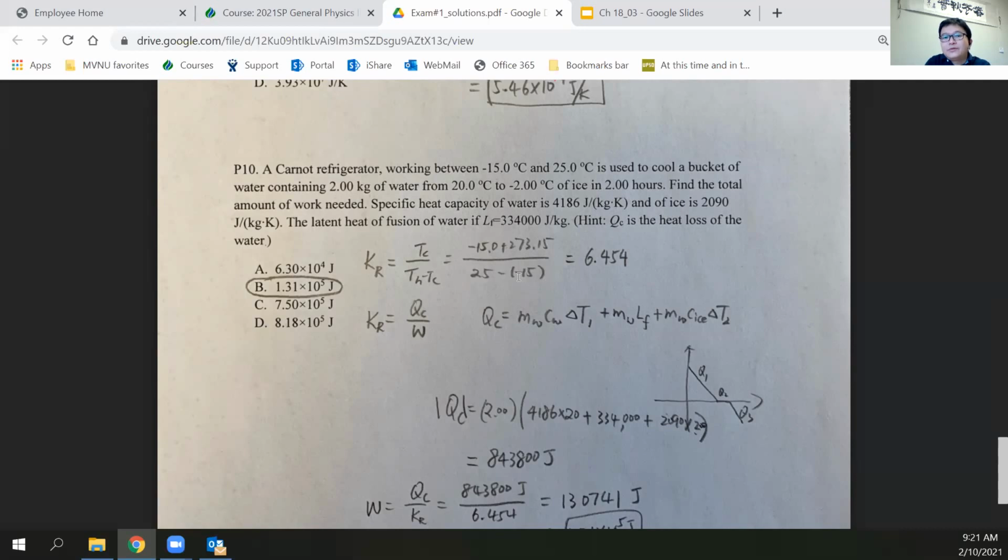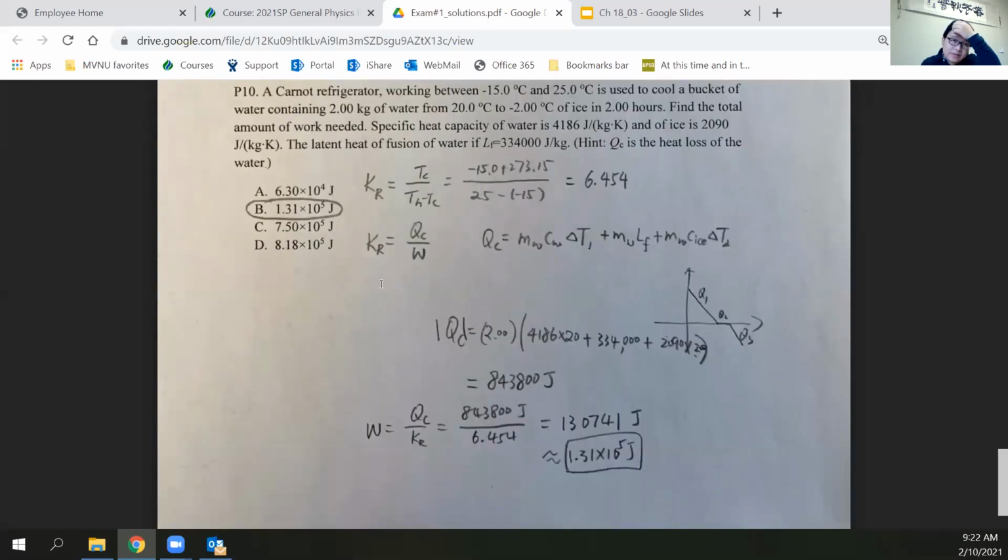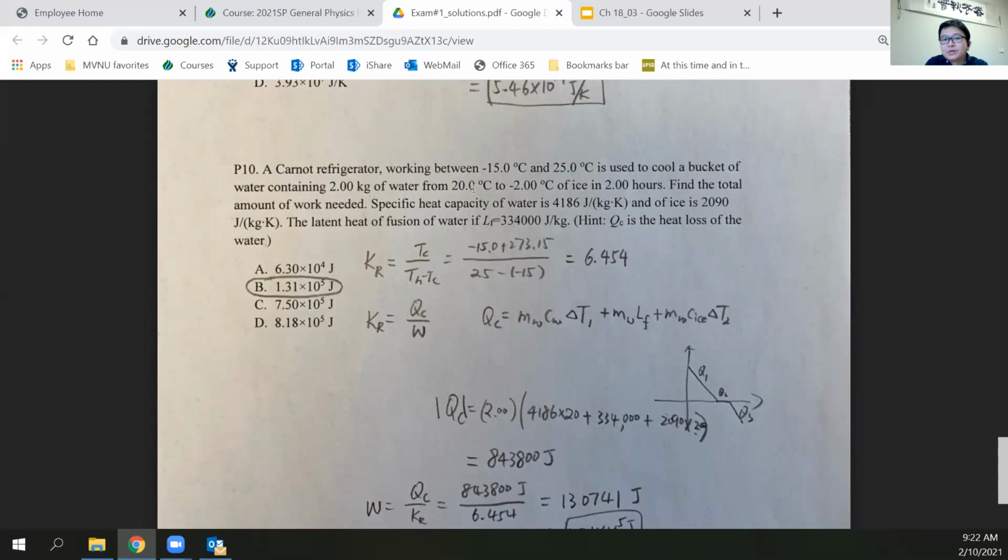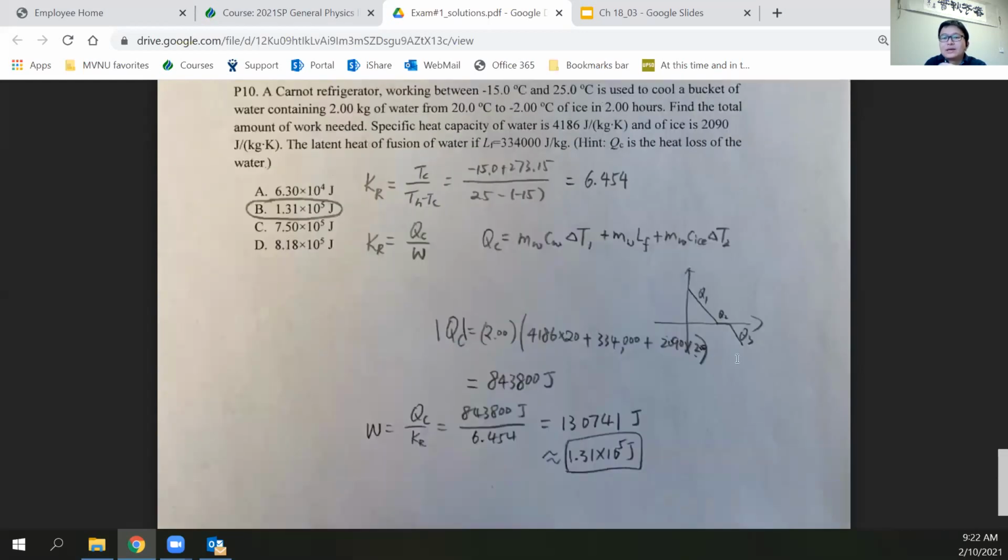Then you're looking for the total amount of work. So you can relate the work with the coefficient of performance and the heat lost by the water. The water goes from 20 degrees to minus 2, so there are three processes here. First, the water temperature drops to 0, then it freezes and becomes ice, then the ice temperature drops further down. So Q1, Q2, Q3. You need to add those three Qs up for QC.